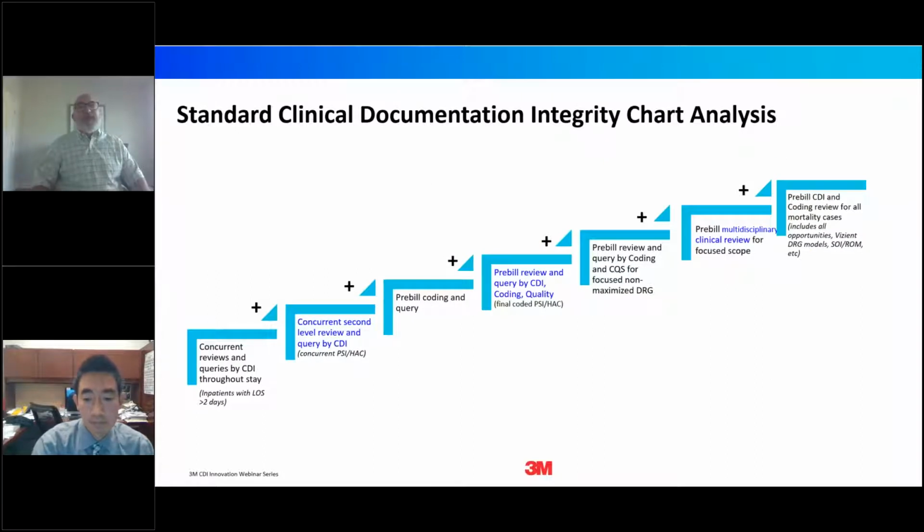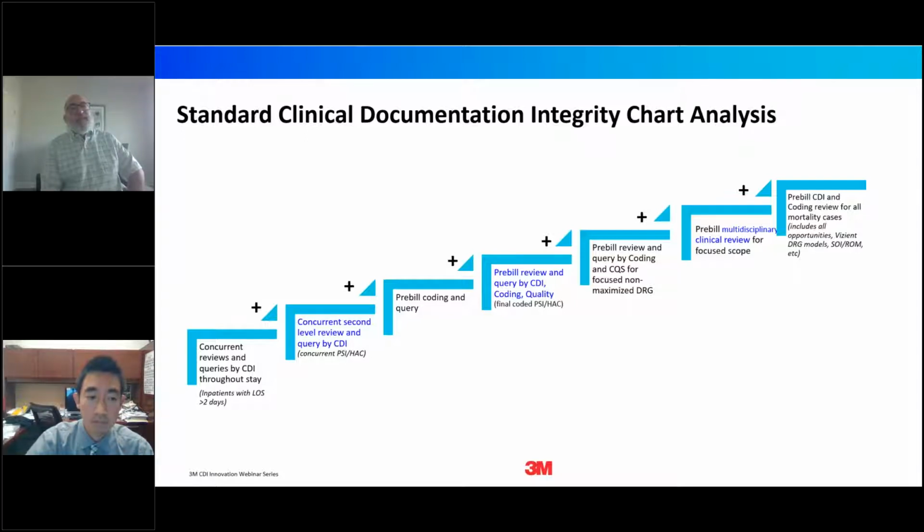So just to give you a little idea of how we do stuff here at Stanford. The CDI specialists do concurrent reviews and queries for all of the patients, all inpatients, and usually with length of stays greater than 2 days. And then they follow the cases as needed.